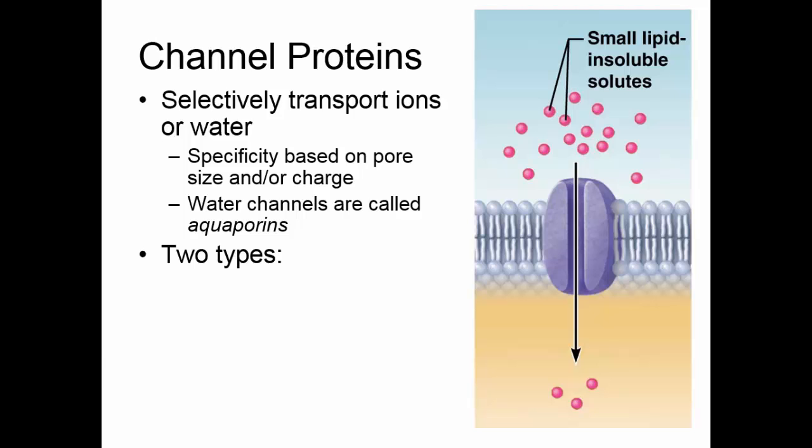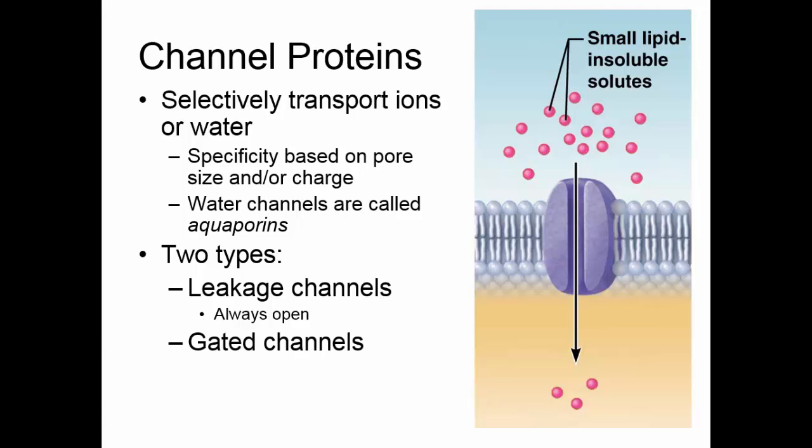We do have two types of channel proteins. We have what are called the leakage channels. These channels are always open, molecules are always moving in and out of them. But we also have some gated channels. Gated channels are controlled by chemical or electrical signals. Usually they're closed, but under certain circumstances they open briefly to allow ions or other molecules to enter the cell.